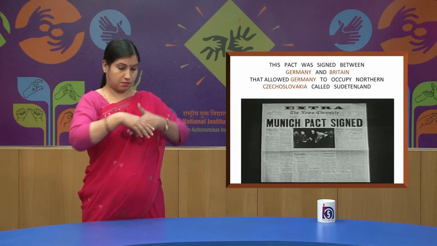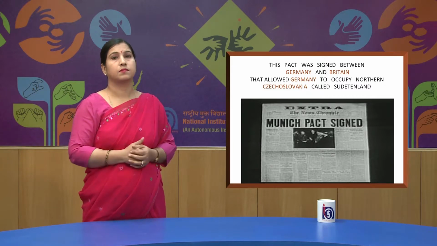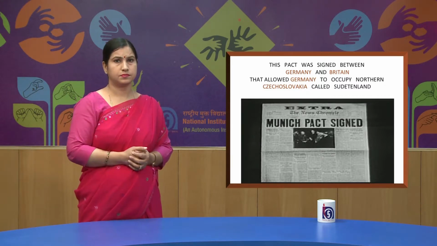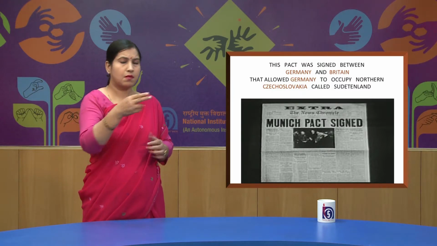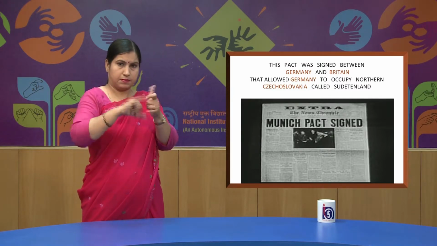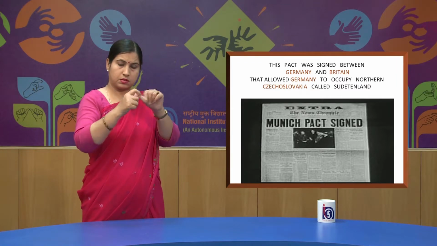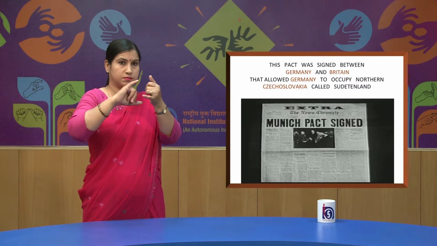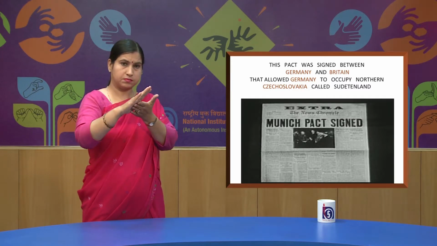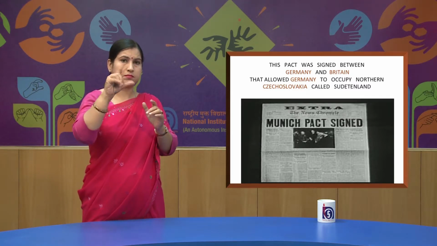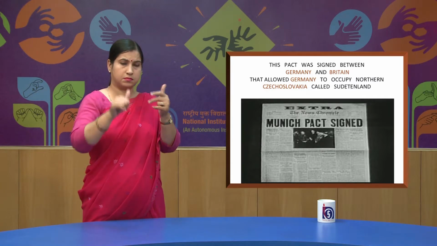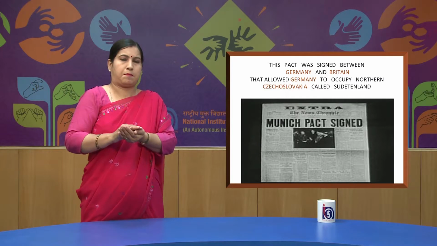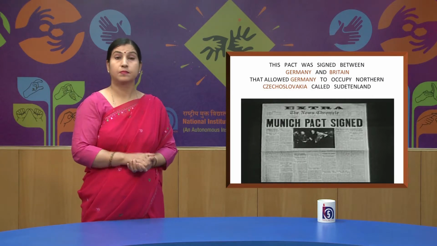According to this agreement, Germany was allowed to occupy Sudetenland in northern Czechoslovakia. However, later Germany captured entire Czechoslovakia. At this time, Britain and France wanted Germany and Italy to act against Russia.